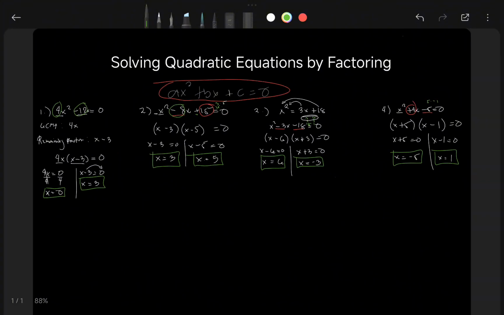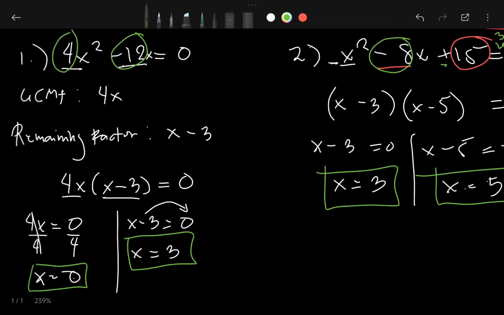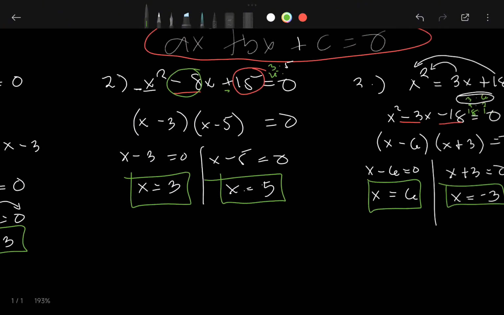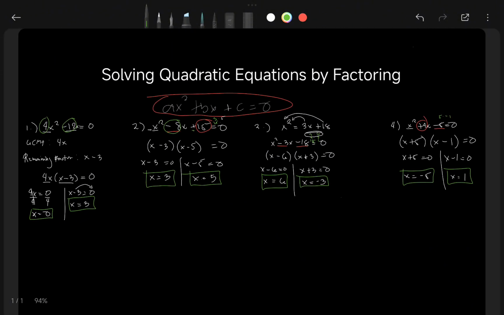That's it. That's how you solve a quadratic equation by factoring. So we have the greatest common monomial factoring followed by the two binomials or the FOIL method.